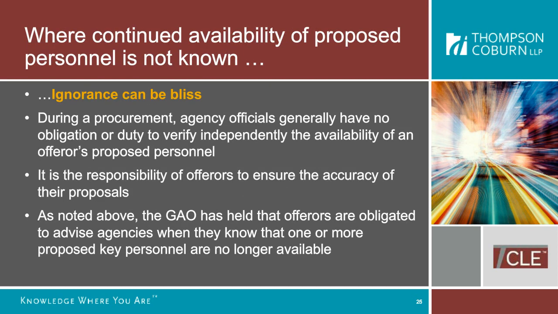Now, where the continued availability of proposed key personnel is not known, this is where ignorance can be bliss. And this is particularly true with contingent hires, people who aren't working for you and that you don't see on a day-to-day basis. The general rule is that during a procurement, agency officials have no obligation or duty to verify independently the availability of an offeror's proposed key personnel. It's the offeror's responsibility to ensure the accuracy of their proposals, including the continuing availability of their proposed key personnel.